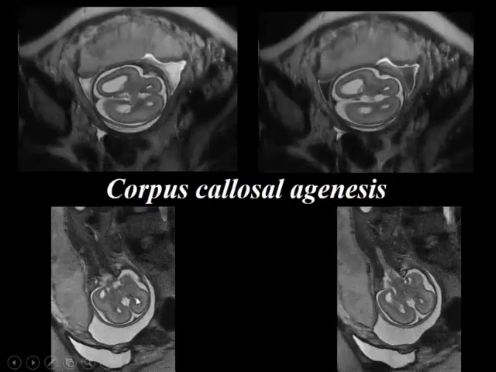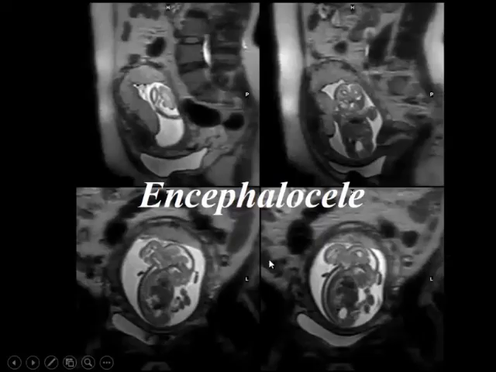So this was a fetus with corpus callosal agenesis. You don't see the corpus callosum at all. These are the frontal horns, colpocephaly on either side, and this is the bundle of Probst. So corpus callosal agenesis. This was a fetus with encephalocele, occipital encephalocele. You can see the defect so well.